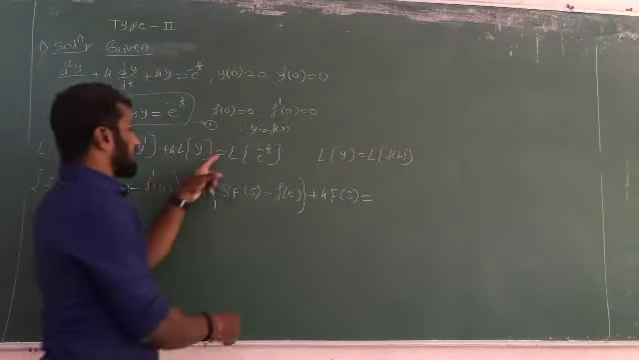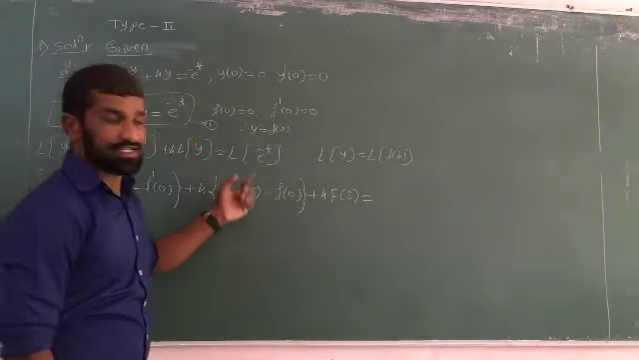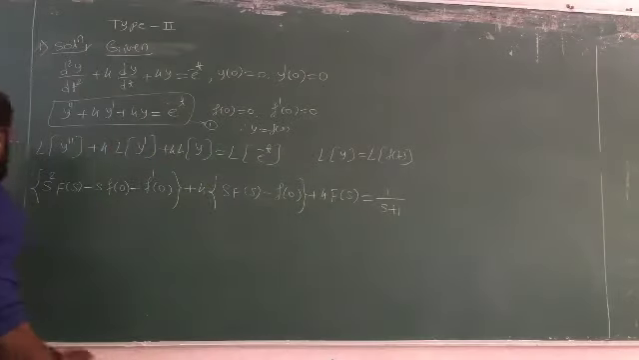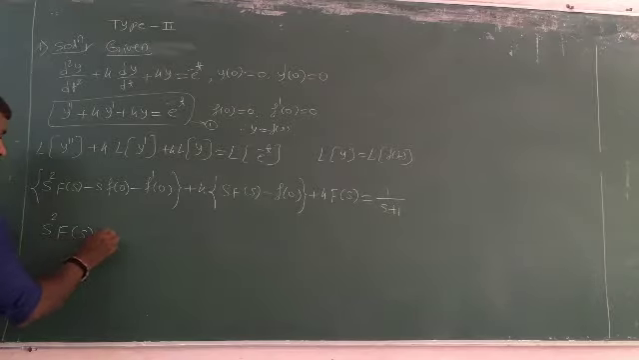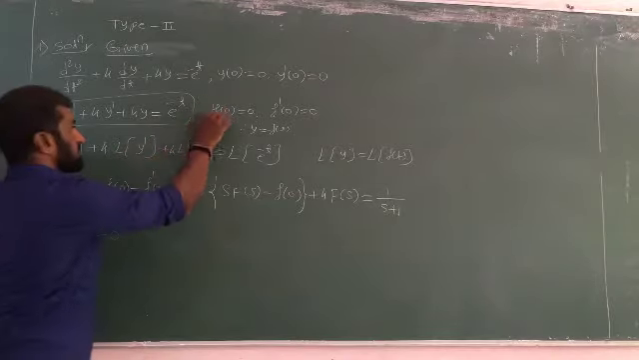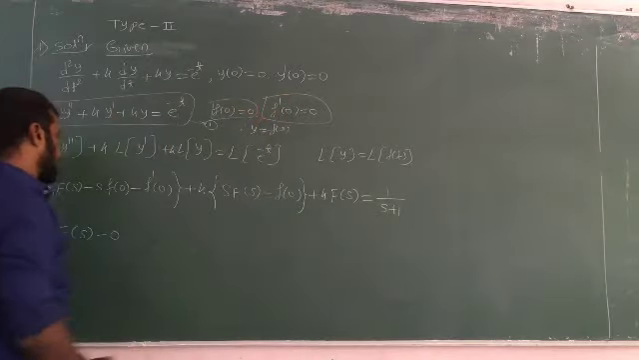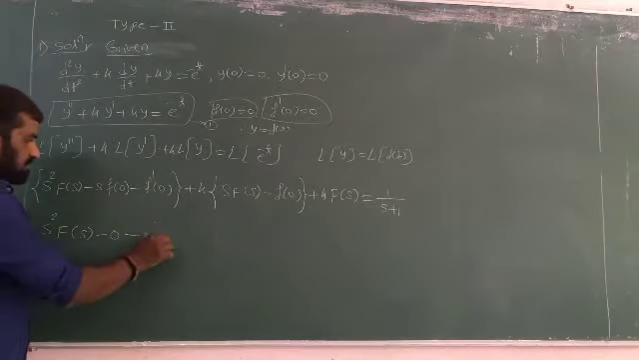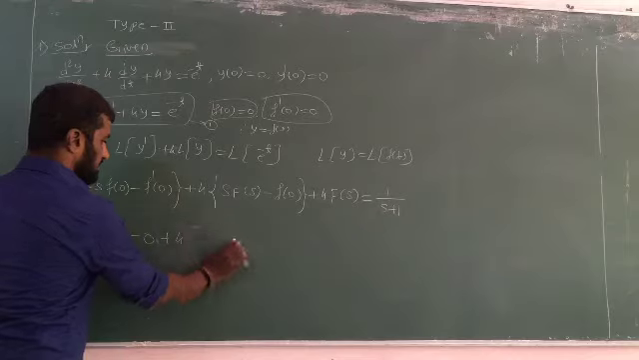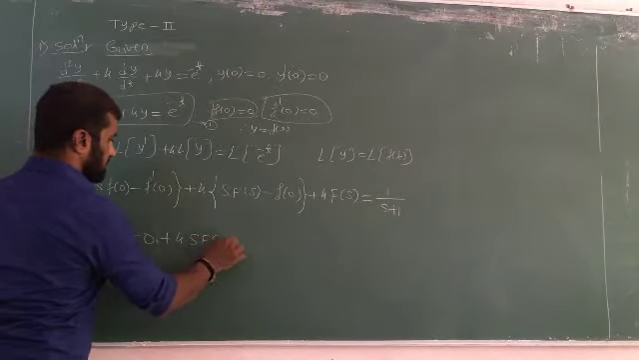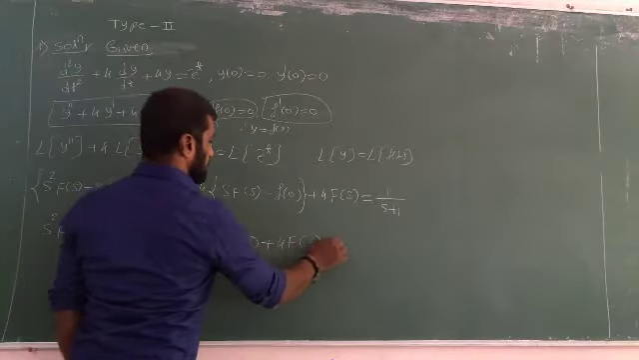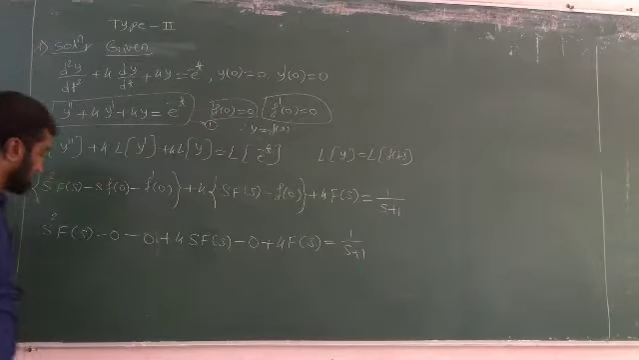No problem. So that equals Laplace of e raised to minus at formula, so 1 divided by s plus a. Here it is plus 1 this time. So simplify this. So s square F of s minus s f of 0, the f of 0 value is given, it is 0. Minus f dash of 0 is also 0. So keep as it is. Plus 4 into s F of s minus f of 0 is again 0, plus 4 F of s, that equals 1 divided by s plus 1, right?